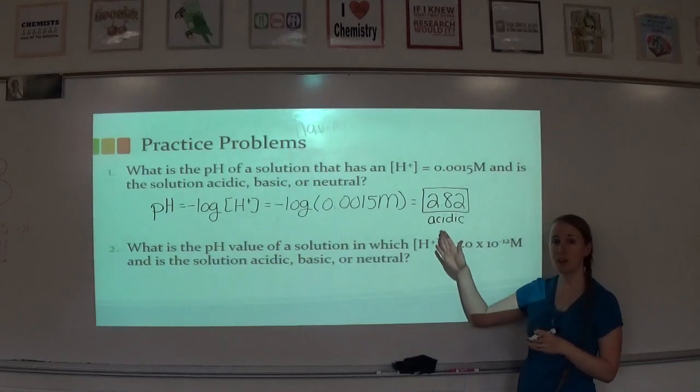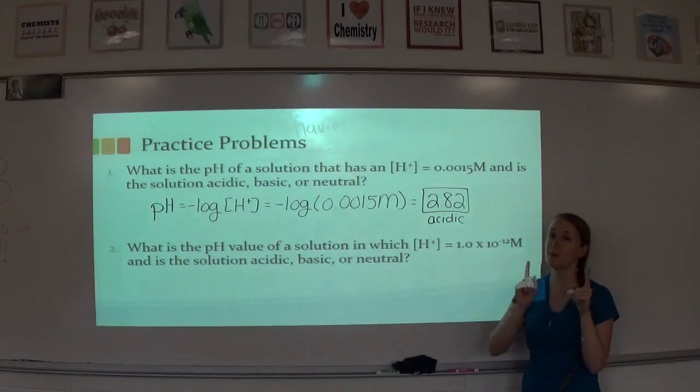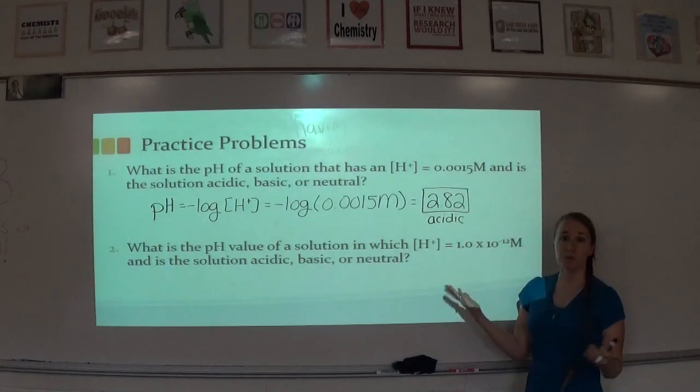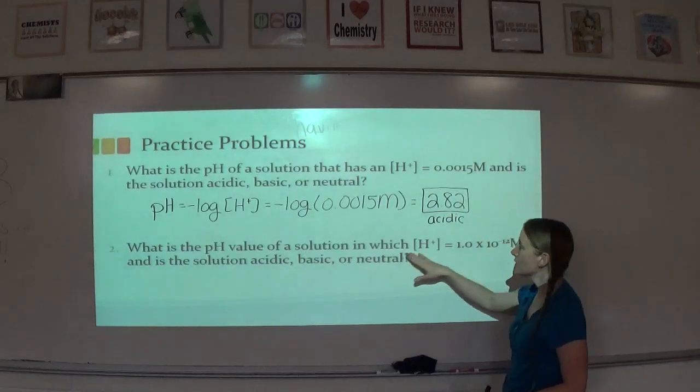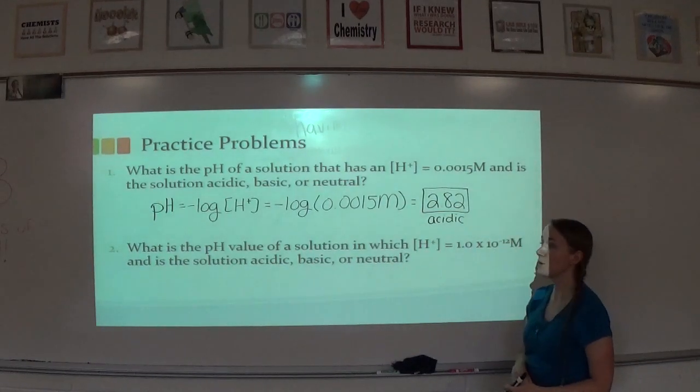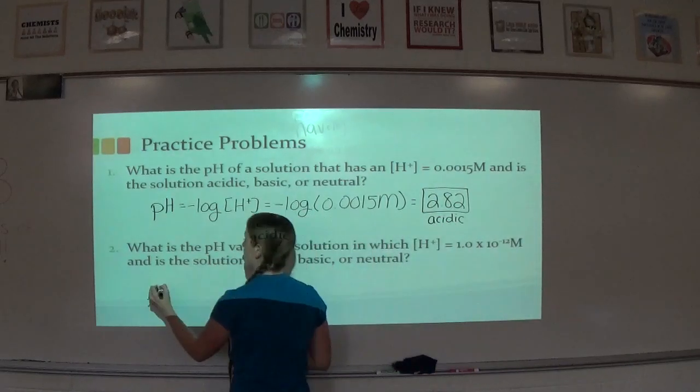Alright, if you didn't try that one on your own, try this one on your own. Remember, you have to be able to do them on your own. Alright, and then we'll look at it together. So it says, what is the pH of a solution with an H+ of 1 times 10 to the negative 12 molar, and is the solution acidic, basic, or neutral?